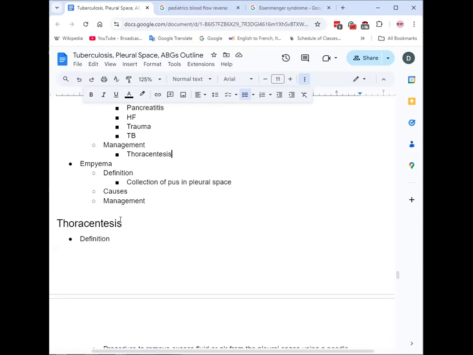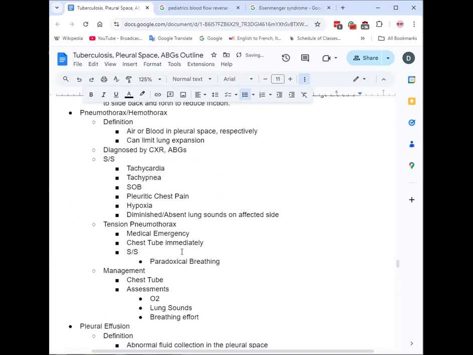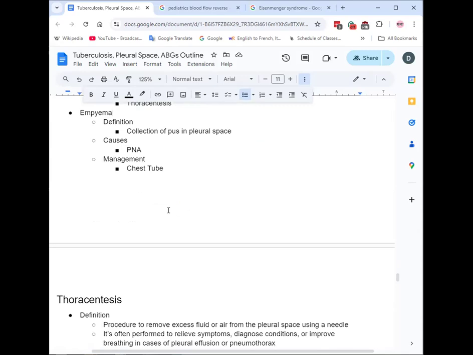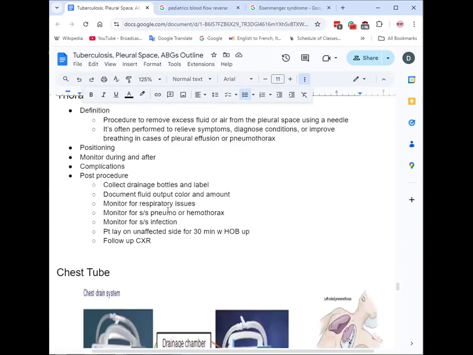which we'll talk more about here. And then the empyema, which is the collection of pus in the pleural space. This one can be caused by things like pneumonia and infection, and management is just chest tube. Again, very basic. A lot of these are chest tube, or pleural effusion with thoracentesis, which we can then talk about here.